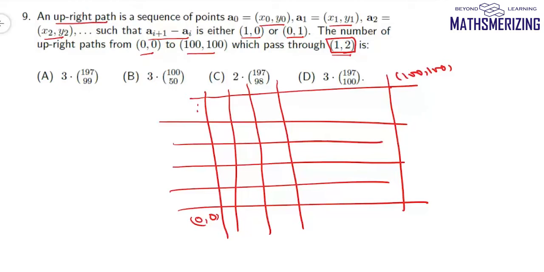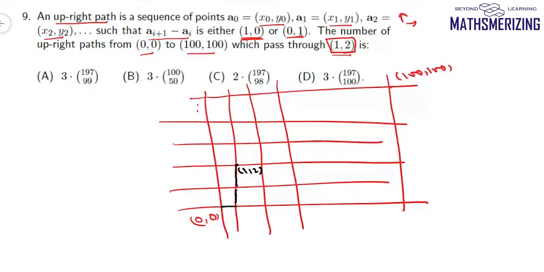So an upright path is either we go one step up or we go one step right, which is increment of (1, 0) or increment of (0, 1). So now we have this point which is (1, 2). First we'll find out, if we start from (0, 0), in how many ways we can reach this point (1, 2). In order to reach this point, we'll have to cross one horizontal path and two vertical paths.